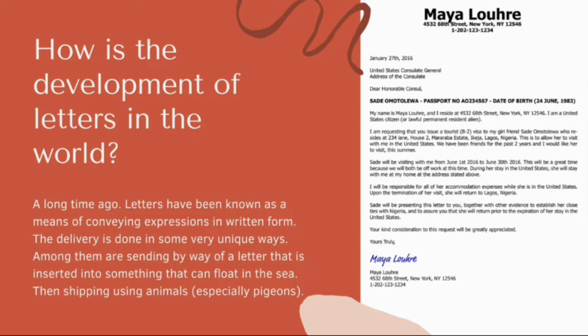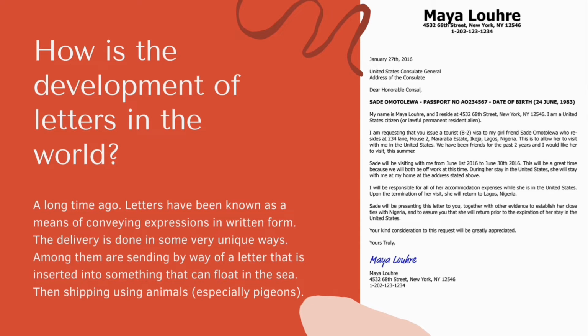During her stay in the United States, she will stay with me at my home at the address stated above. I will be responsible for all of her accommodation expenses while she is in the United States. Upon the termination of her visit, she will return to Lagos, Nigeria. Sade will be presenting this letter to you together with other evidence to establish her close ties with Nigeria and to assure you that she will return prior to expiration of her stay in the United States. Your kind consideration of this request will be greatly appreciated. Yours truly, Maya Lowry.